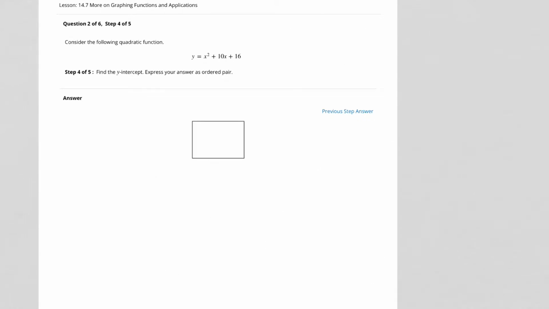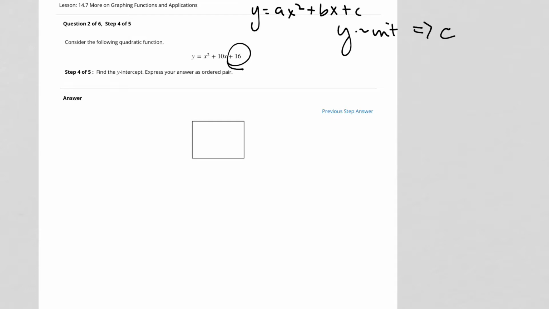Step 4, find the y-intercept. Express your answer as an ordered pair. I am going to talk about something here. When we have our equation in y equals ax squared plus bx plus c form, our y-intercept is our c value. So in this case, it's 16. So remember, though, when you figure that out, you're plugging x equals 0 in. That's how you find your y-intercept. So your ordered pair is (0, 16).